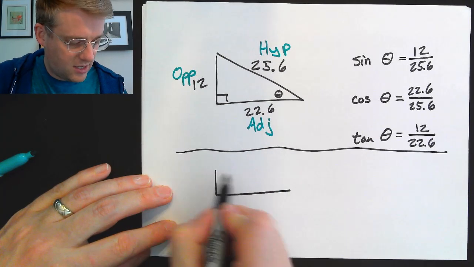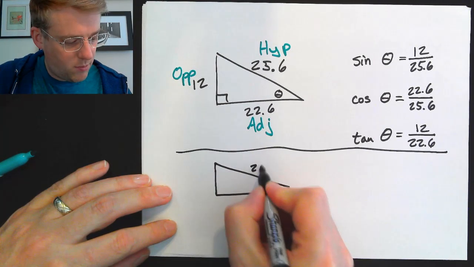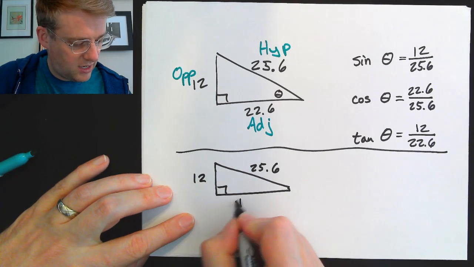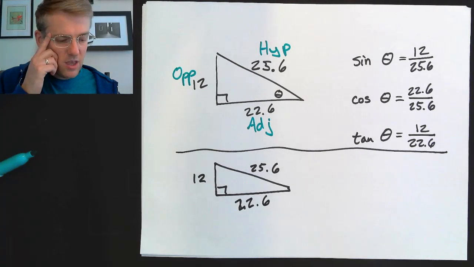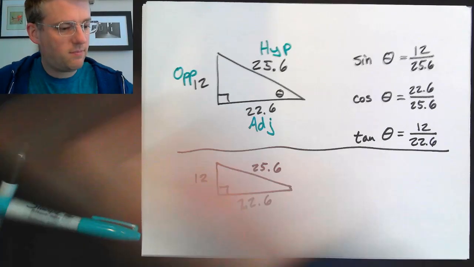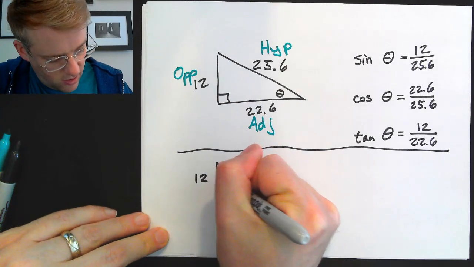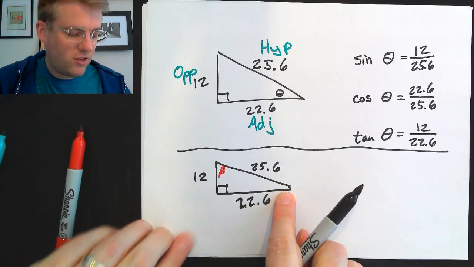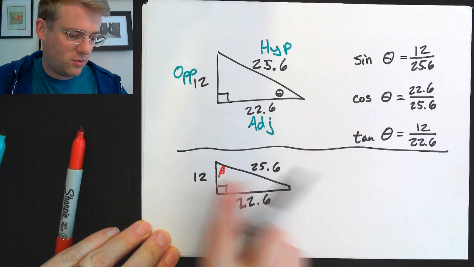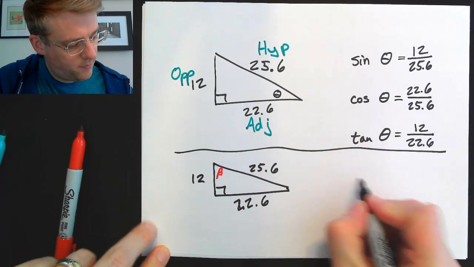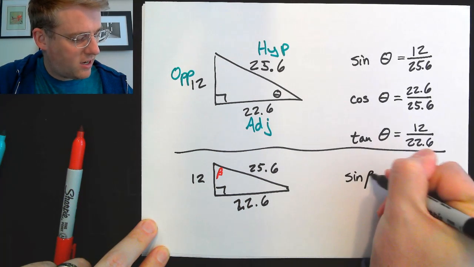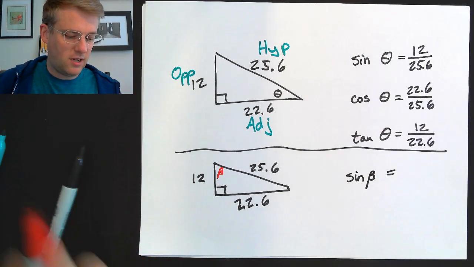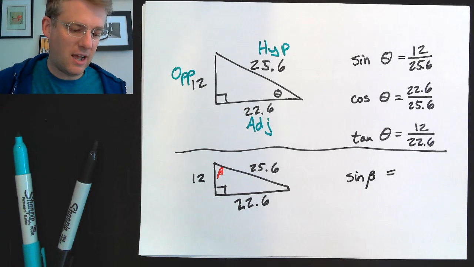I'm going to redraw that same triangle with a hypotenuse of 25.6, a vertical leg of 12, and a horizontal leg of 22.6. But now we're going to look at, let's call it angle beta. So instead of using the smaller angle, we're going to use the larger unknown angle. So the sine of beta is not going to be the same as the sine of theta because it has a different relationship to the adjacent and opposite legs.